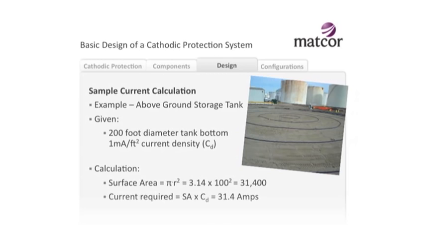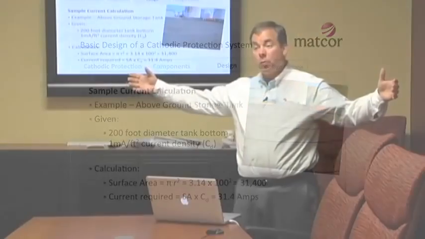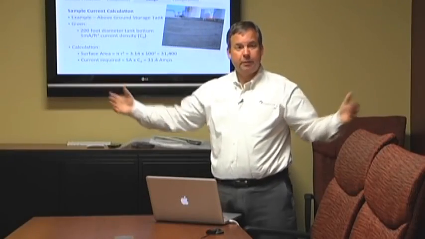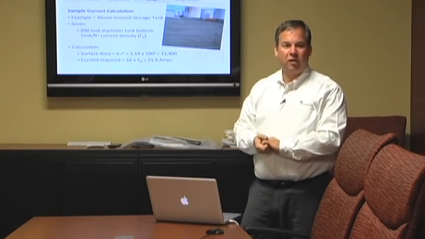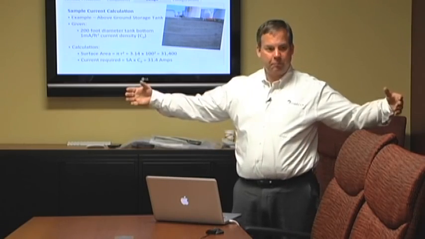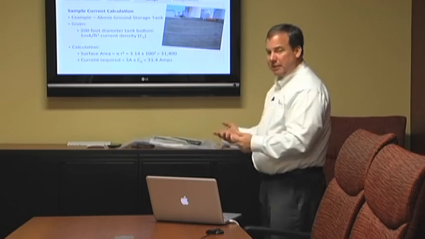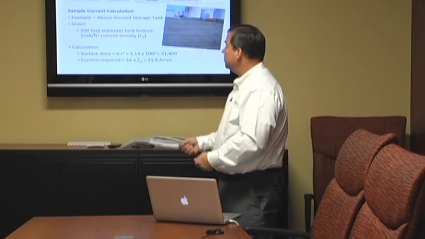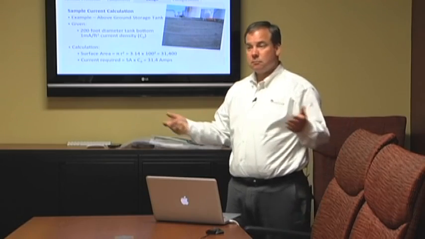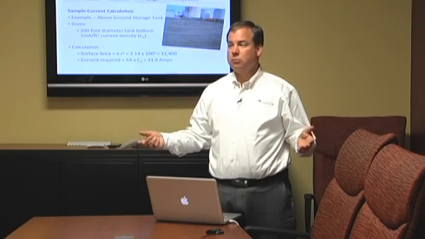Let's take a 200-foot diameter tank bottom. It's just a big crude oil storage tank, 200-foot diameter, okay? Like you'd see around a refinery or a terminal or near an airport where they've got big fuel storage tanks. I chose 200-foot diameter because it's nice and easy, because that means the radius is 100. And to calculate the area of a circle, pi r squared.